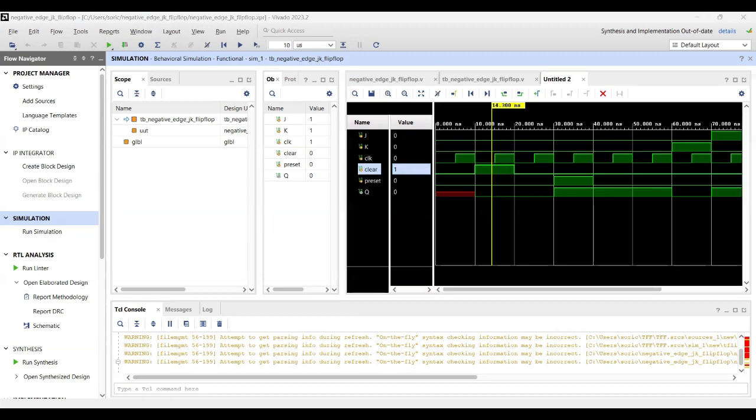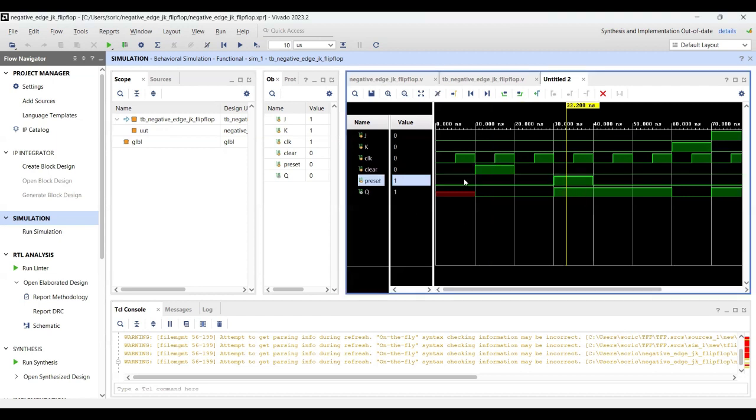Next is the preset. So when the preset is at 1, Q should also be at 1. So we can see the preset is at 1 and Q is at 1.